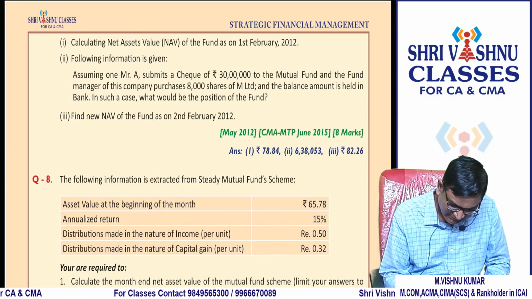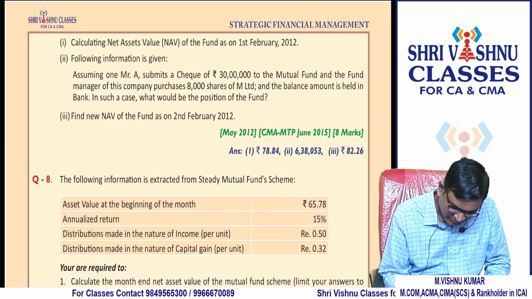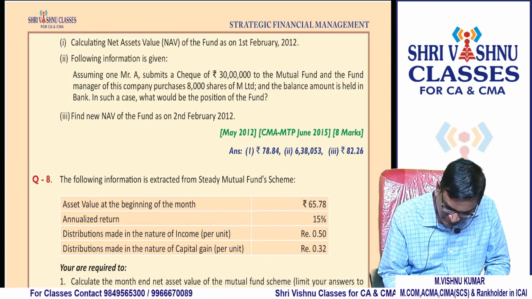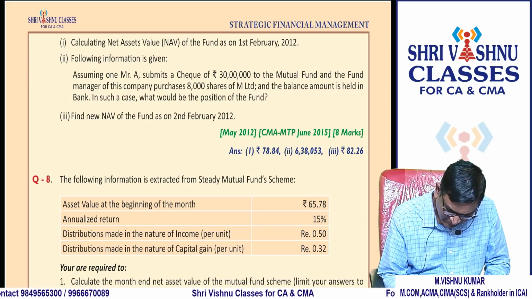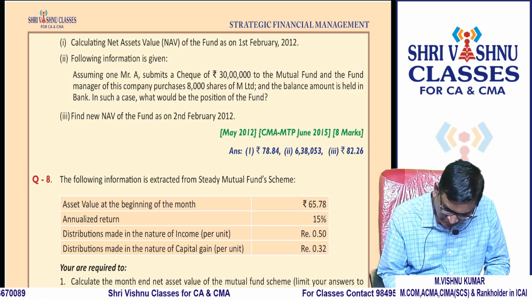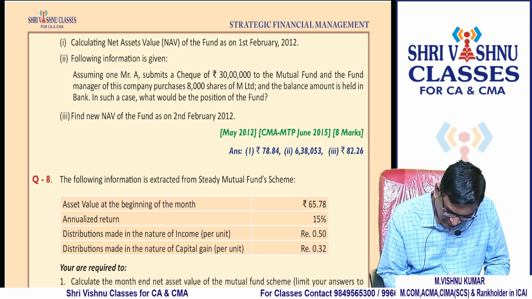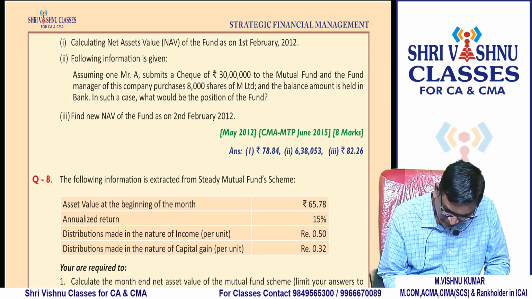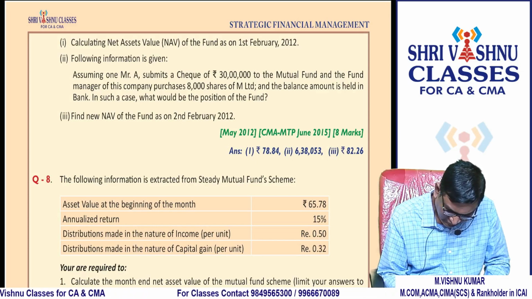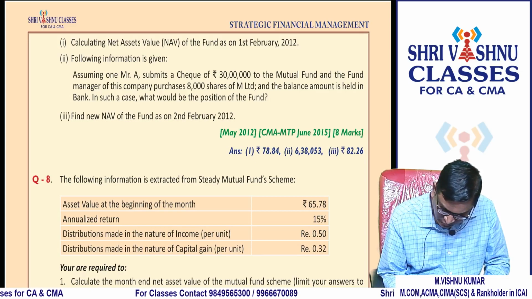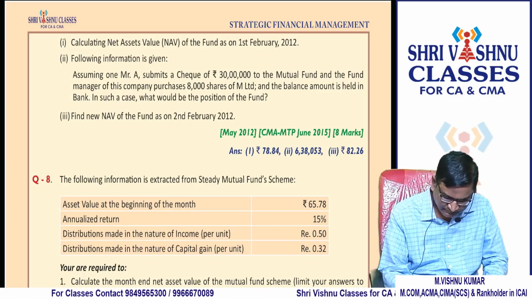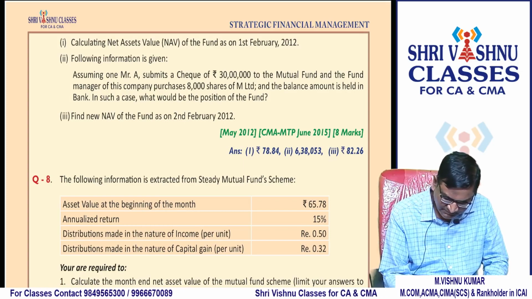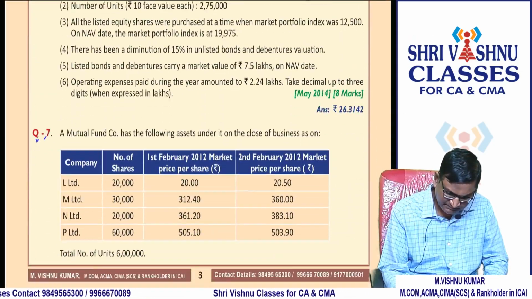Following information is given. Assuming Mr. A submits a check of 30 lakhs to the mutual fund, and the fund manager of this company purchases 8,000 shares of M Limited and the balance amount is held in the bank. In such a case, what would be the position of the fund? Find the new NAV of the fund on 2nd February 2012. First, NAV on 1st February we have to find.